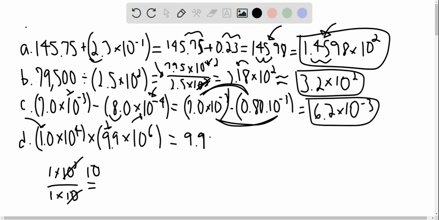So basically, you just plug everything in together and multiply it. It should get out to 9.9 times 10 to the 10. Okay, so this is actually the easiest one by far. Just a lot of plugging into your calculator and you should get it right.